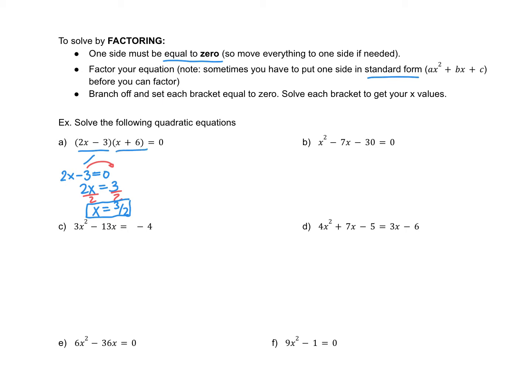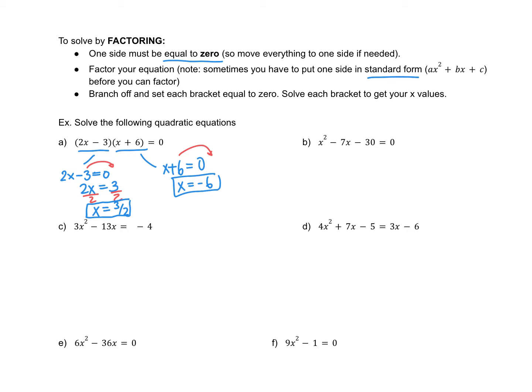Then we'll do the same thing with the other bracket. So I'm going to set x plus 6 equal to 0. I'll bring the 6 over, and it becomes negative 6. If I put negative 6 in that bracket, negative 6 plus 6 is 0, perfect. And 0 times anything is 0, so I have made the equation true.